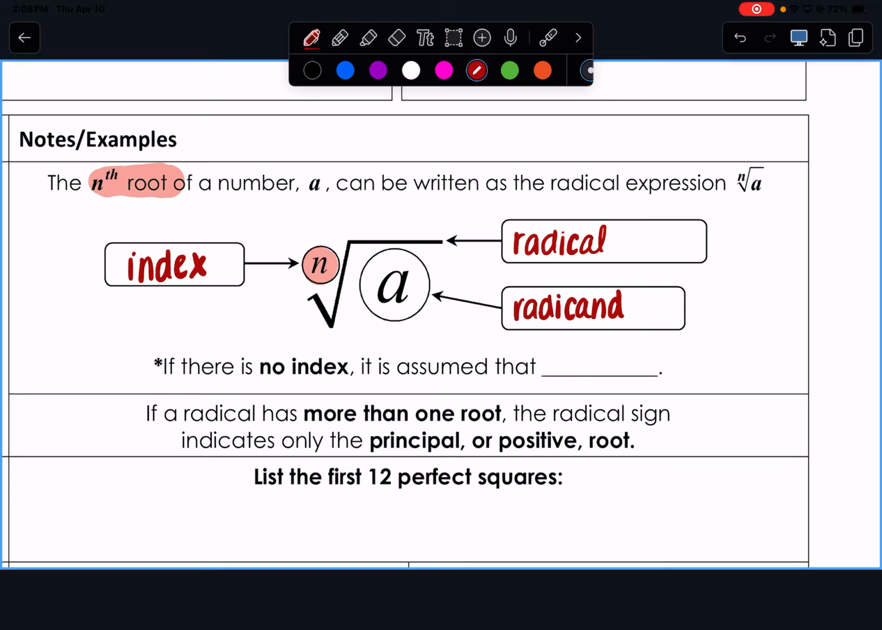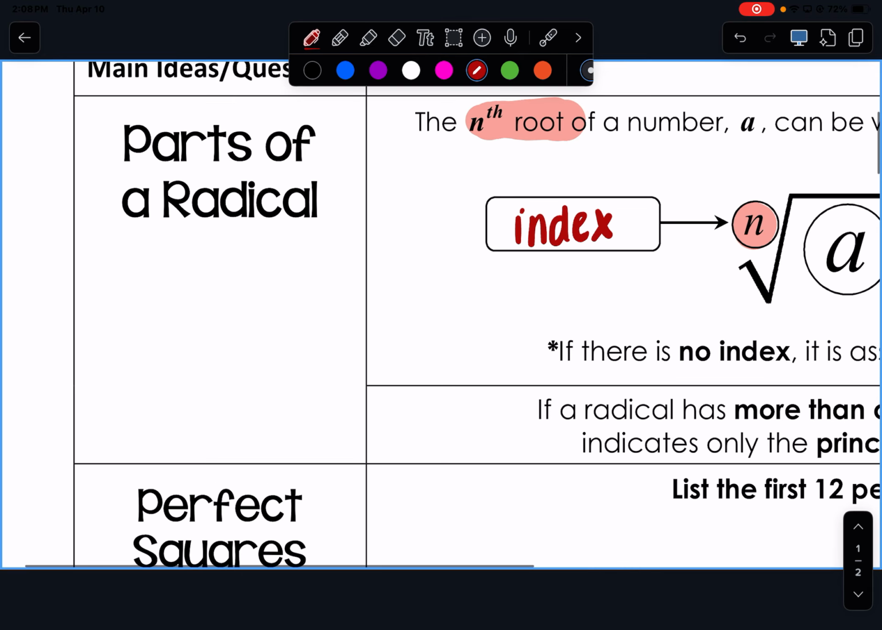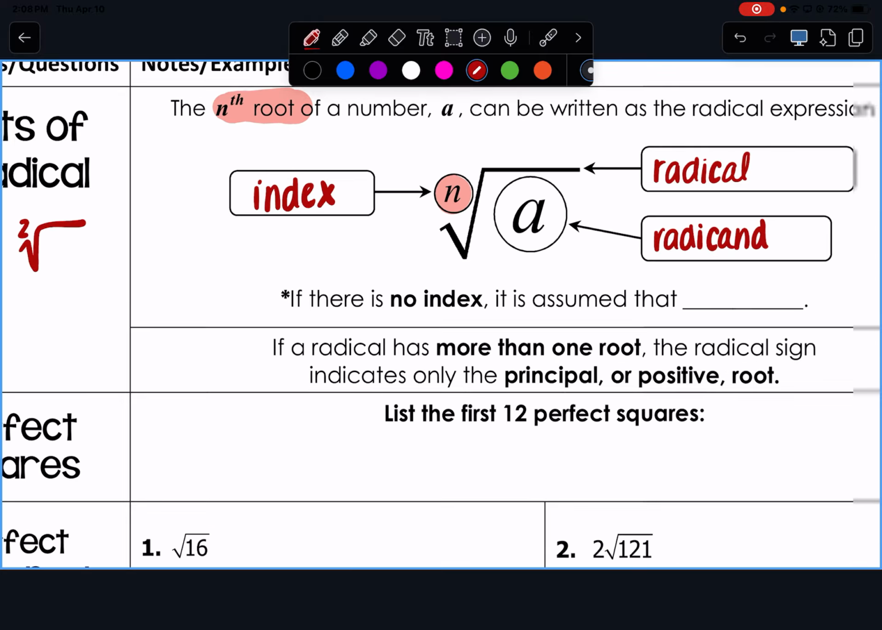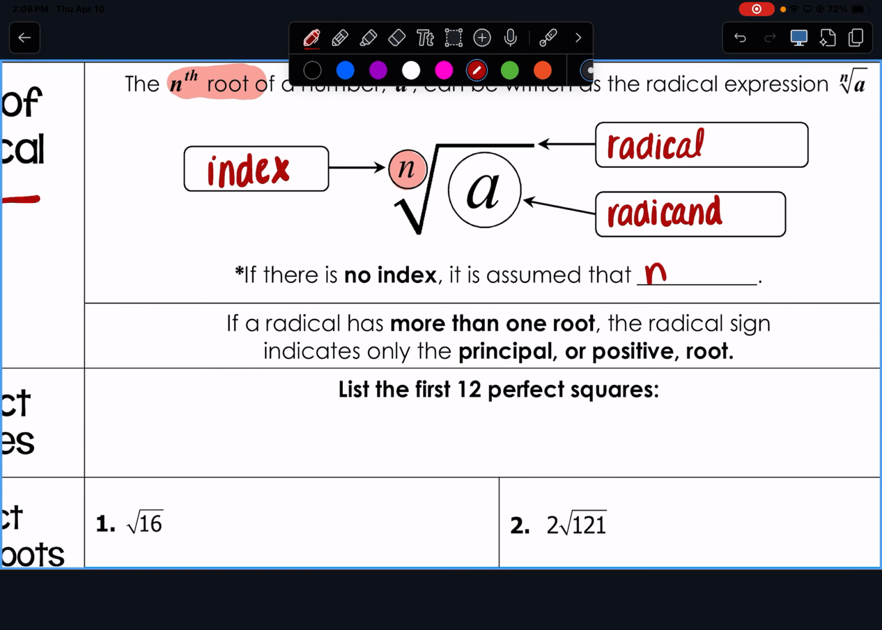All right. Now, if we have a radical that does not have a root on it, what is the assumed root that it is? It is an assumed square root, okay? So over here it said if there is no index, it is assumed that n equals 2. Now, one of the most important things for us to remember this unit is our perfect squares.